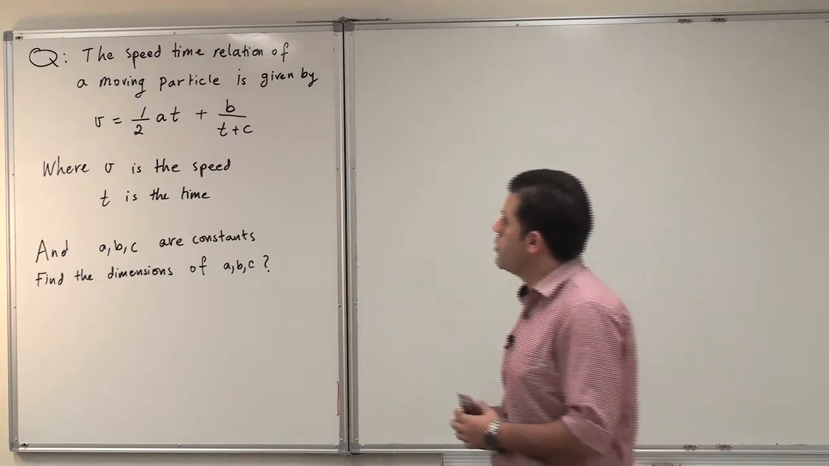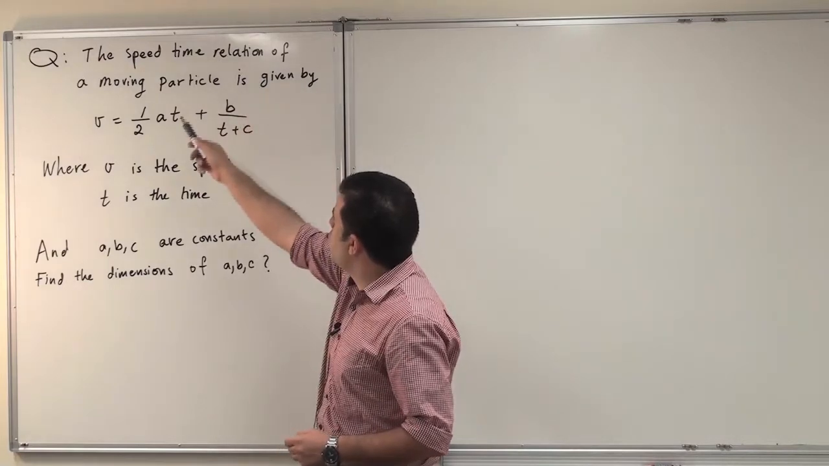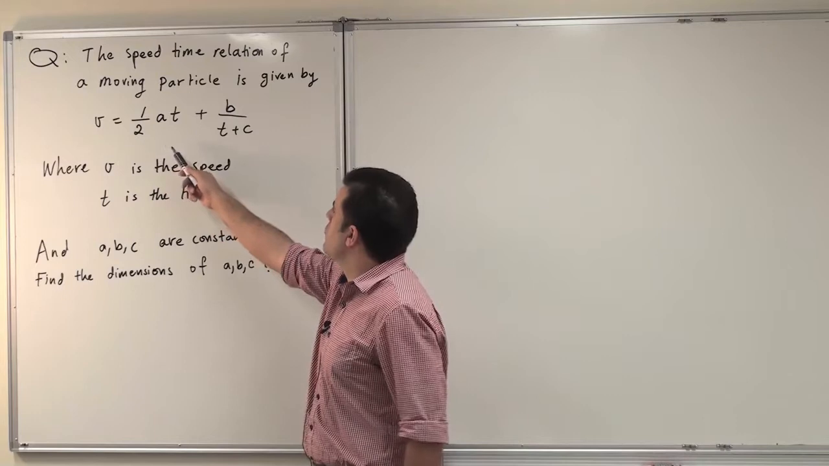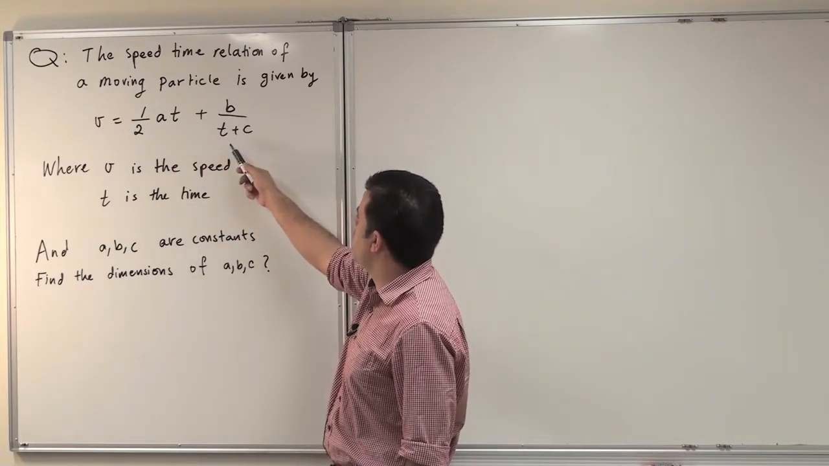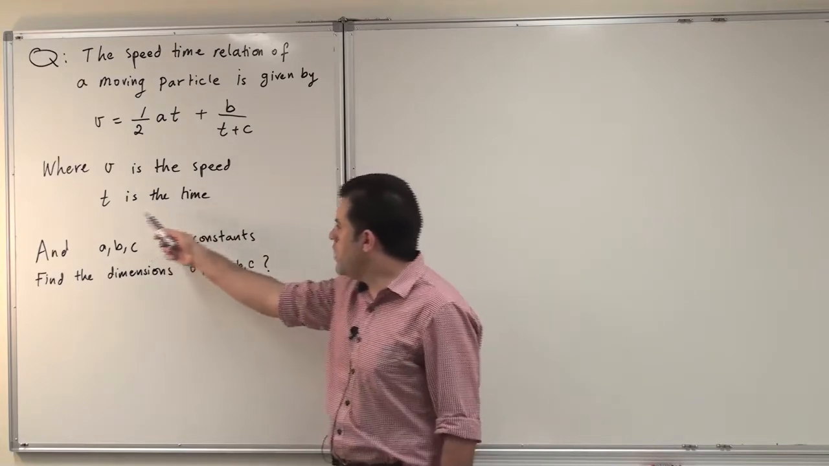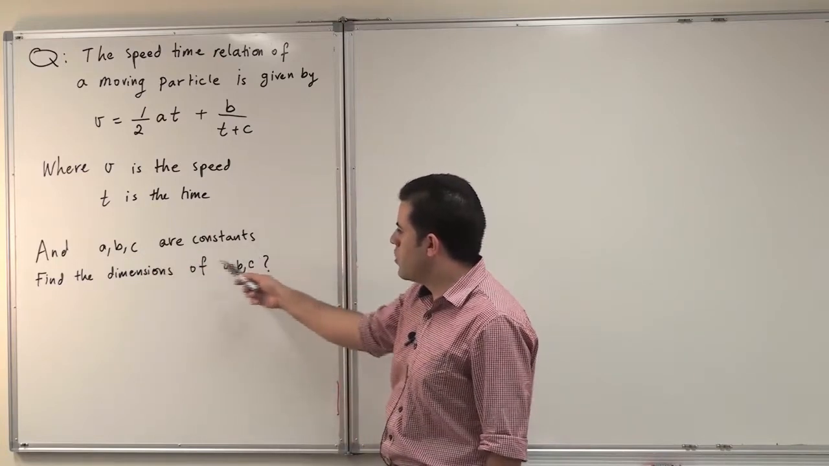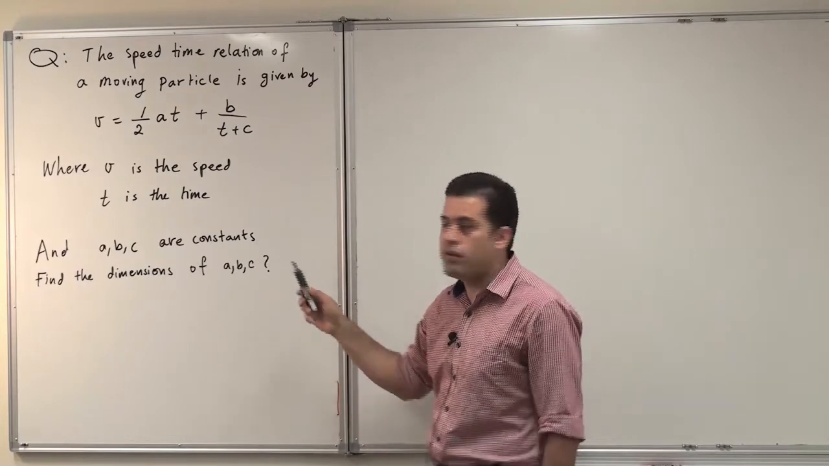Today we'll solve questions from chapter 1 on dimensional analysis. So this question reads: the speed-time relation of a moving particle is given by v equals half a t plus b divided by t plus c, where v is the speed, t is the time, and a, b, c are constants. Find the dimensions of a, b, c.